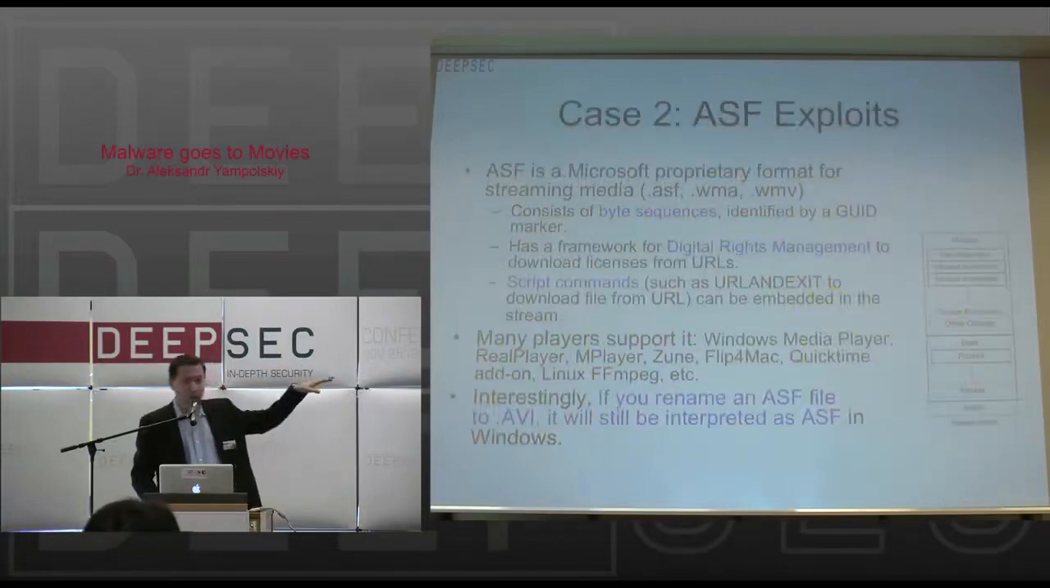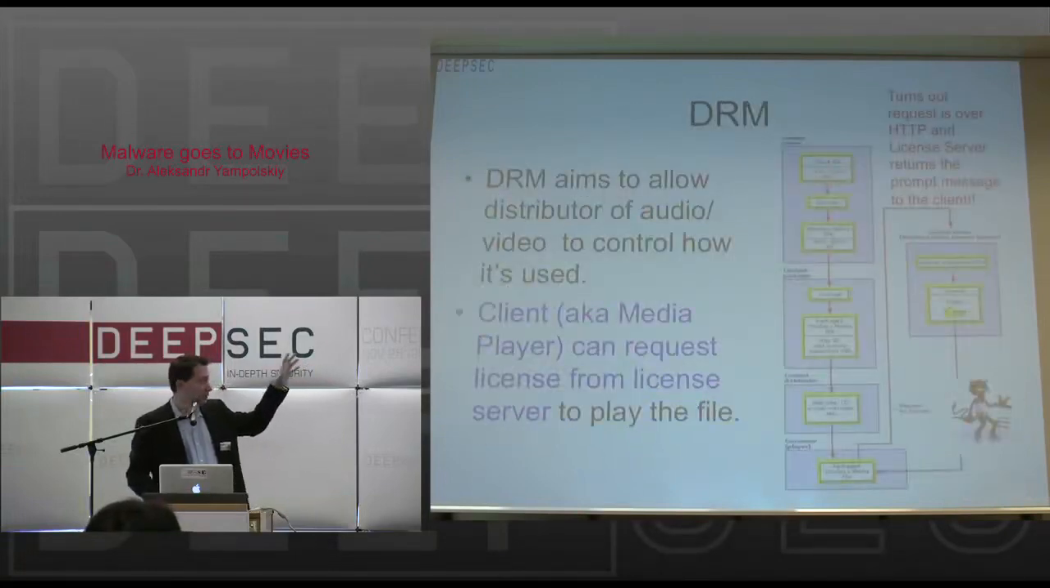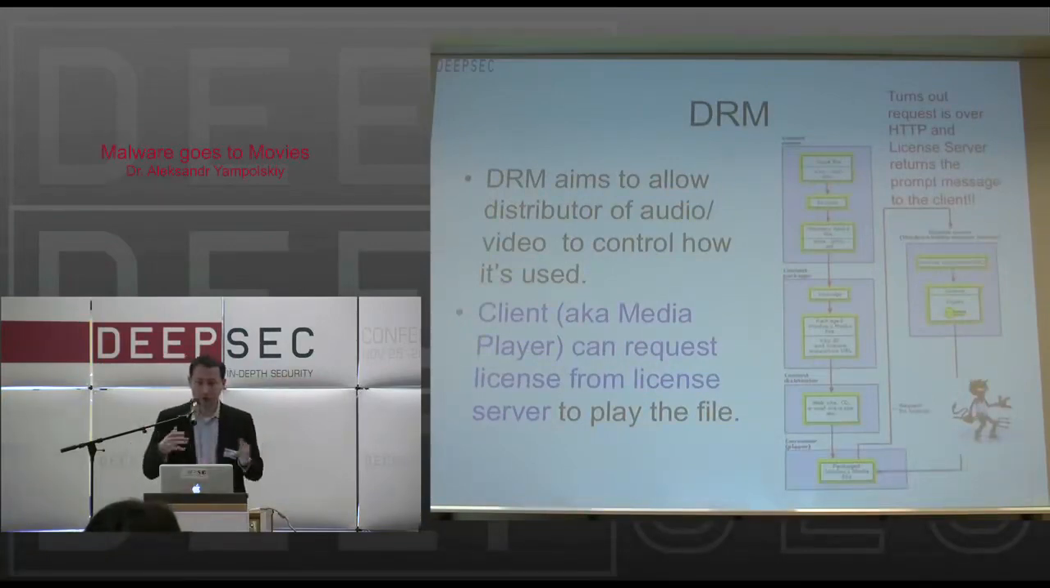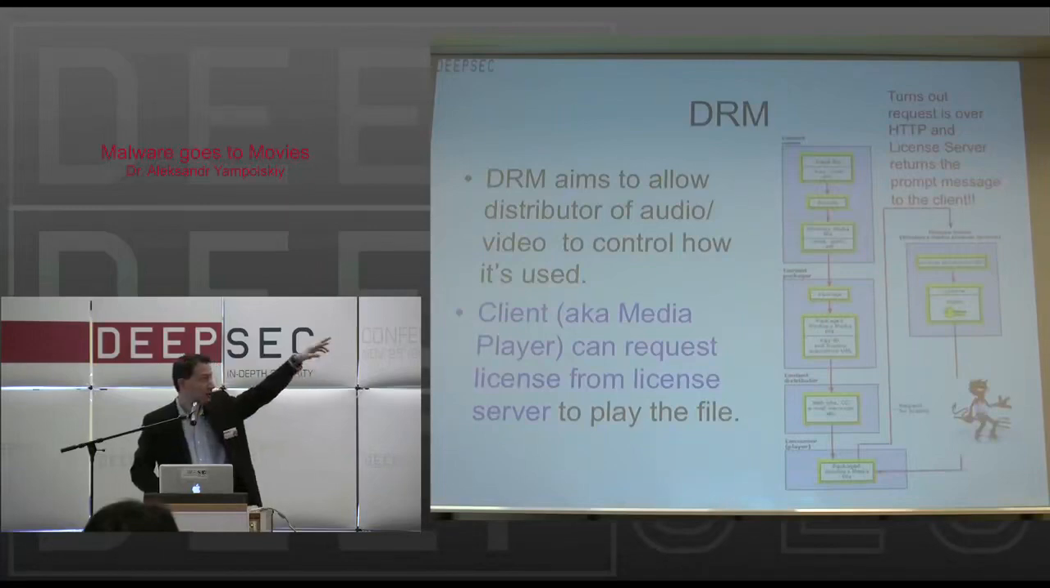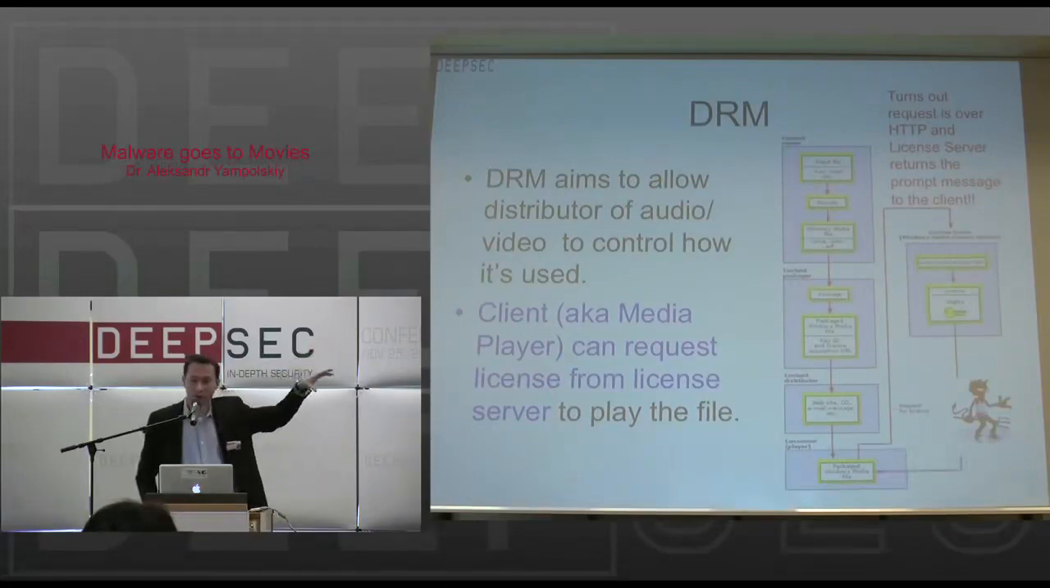I'll talk about URL and exit in a second, but there's another interesting part about DRM. DRM is digital rights management. It's a framework which Microsoft put around their files, and it allows you to control the distribution of your file. So typically what's going to happen is, if you look at the box in the right-hand corner, you, an author of a video, are going to encode the video with particular licensing information, and then a consumer tries to play the video.